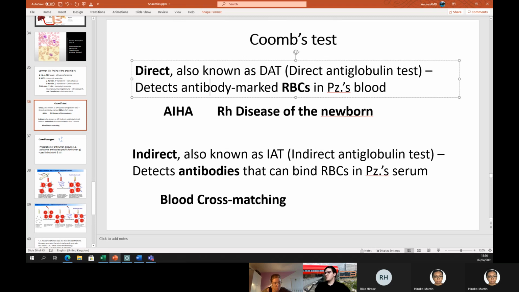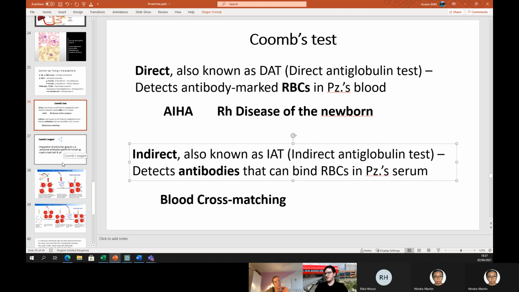So what does the Coombs test do? It identifies antibodies against your red blood cells. The direct one identifies red blood cells that have those antibodies stuck to them. And the indirect one identifies antibodies, and that's it. So the direct Coombs test looks at cells. The indirect Coombs test looks at antibodies.